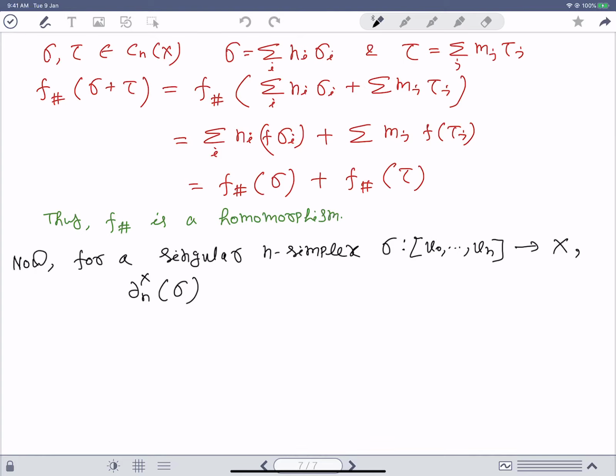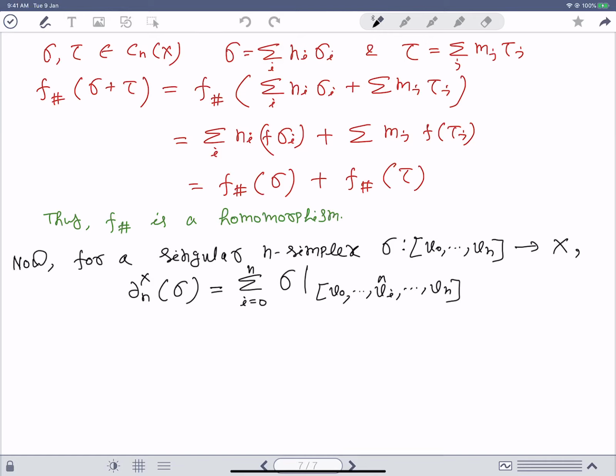Now this will be, by the definition, summation i equal to 0 to n sigma restricted over v0 ... vi cap ... vn, that means the vi vertex is missing. Now since this is a sum, this is not a singular n minus 1 simplex, right? So this is a singular n minus 1 chain.